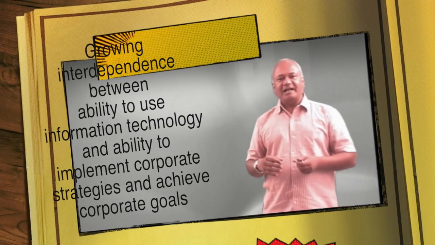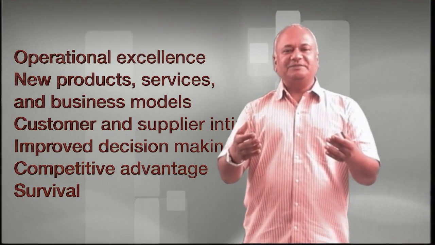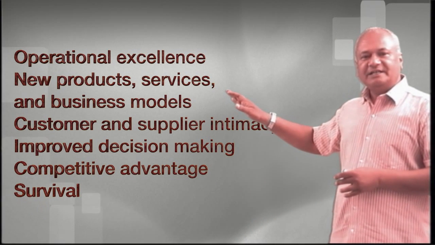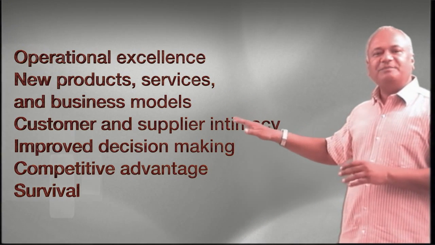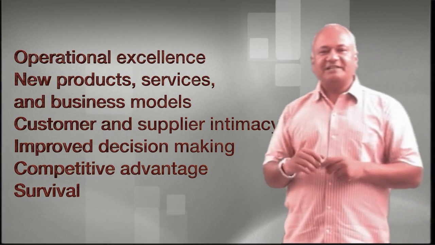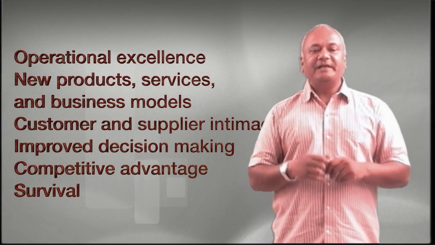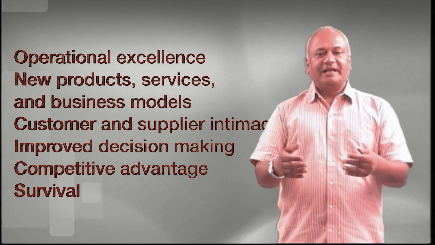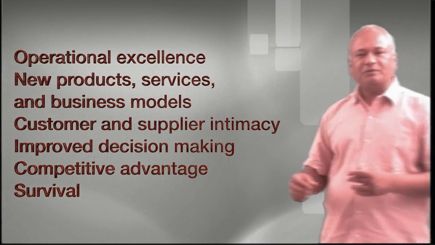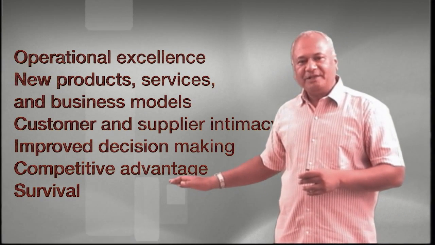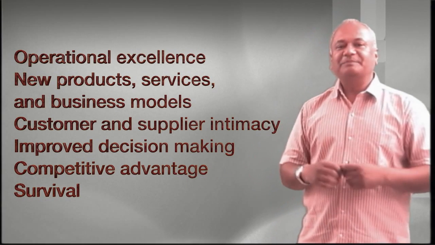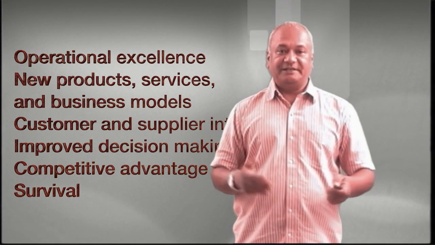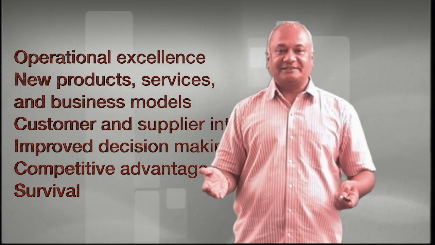So here we are looking at basically 6 types of strategies which companies are talking about today. You can see here the operational excellence, the new products and services and business models. We have customer and supplier intimacy. We have improved decision making because of the information we are processing, and we are using that information for what we call competitive advantage. And one of the major reasons why companies are using information and information systems is to survive, because everybody would like to survive in the businesses.